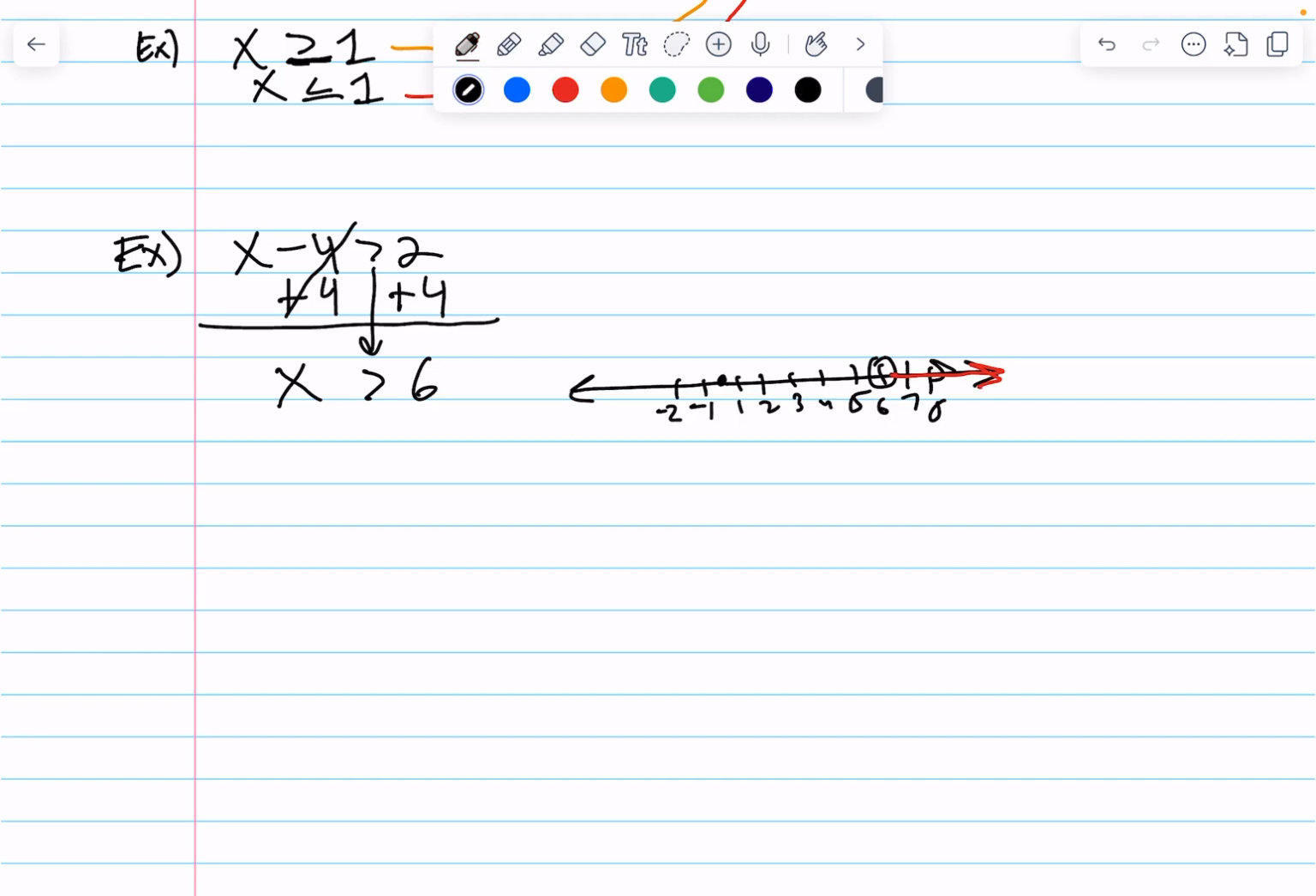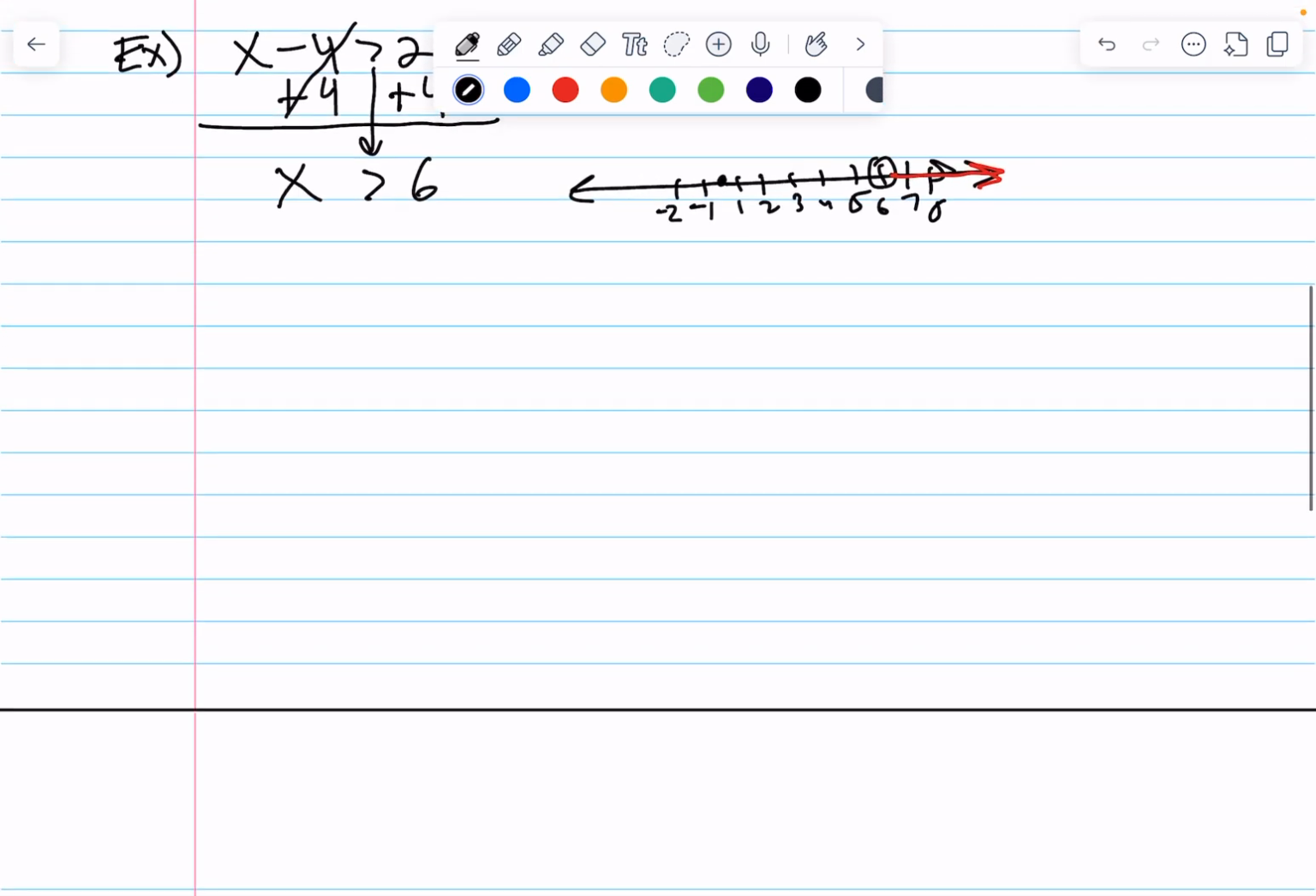And the sign will stay the same. Do not change the sign. There is a situation where you have to change the sign, but we will get to that later. That's pretty much it. You just solve it like a normal linear equation. Same rules, same concepts. So we'll try another one.